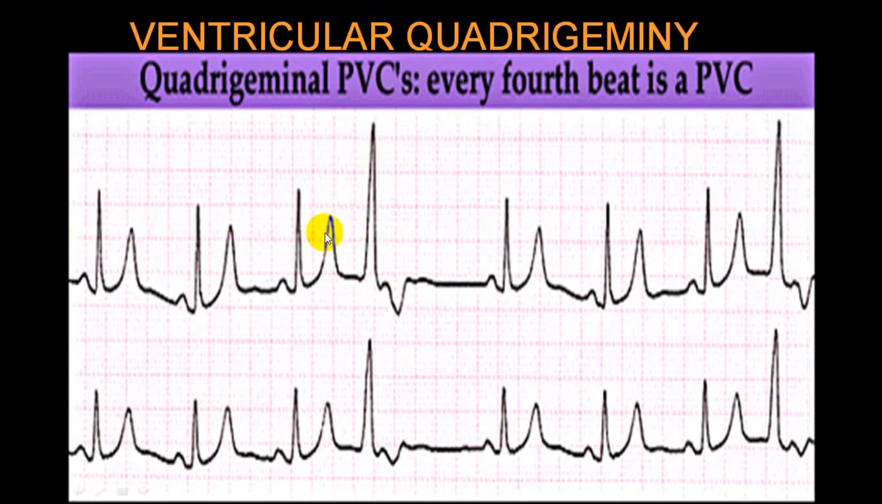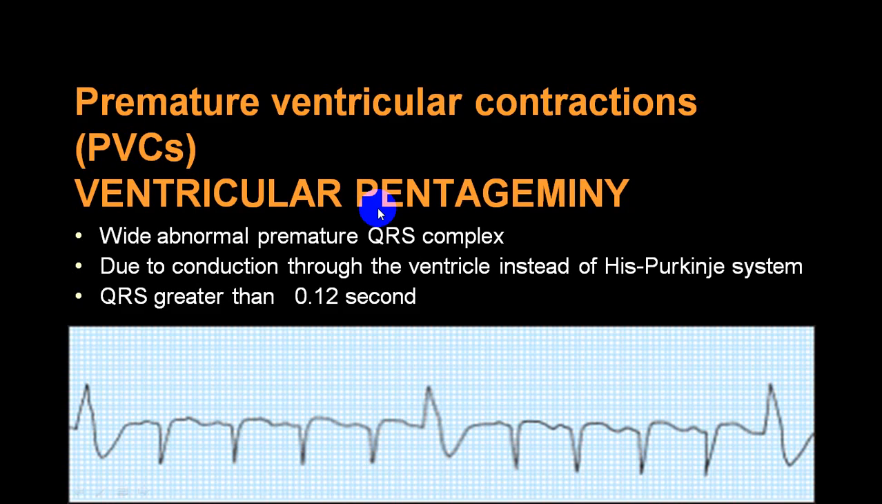These three will have a pulse. Here there will be no pulse. This is pentageminy. Every fifth beat is a ventricular premature beat. So we will have 4 normal regular pulses followed by a gap. We call this a pulse deficit. So you will have an apex pulse deficit which you can identify while taking pulse and comparing with apex. So you can find out apex pulse deficit.